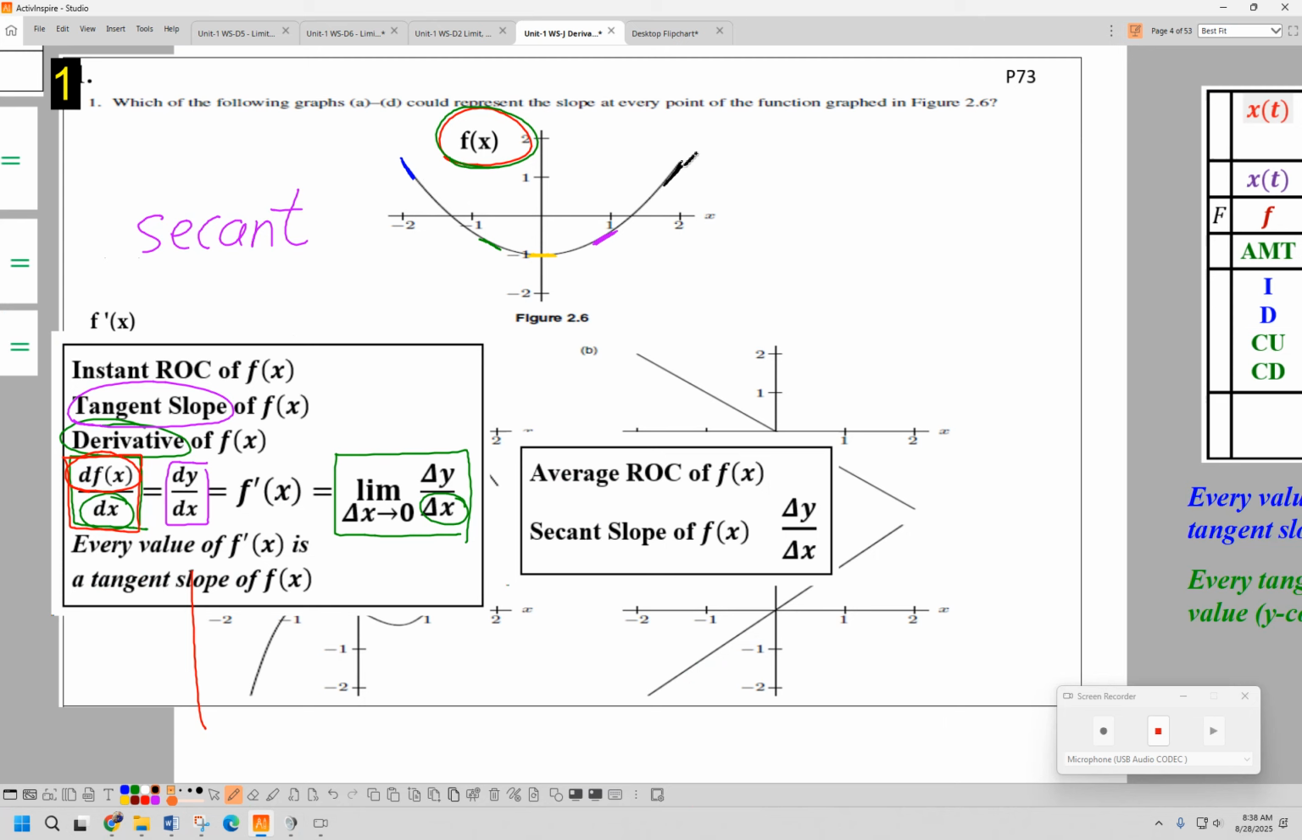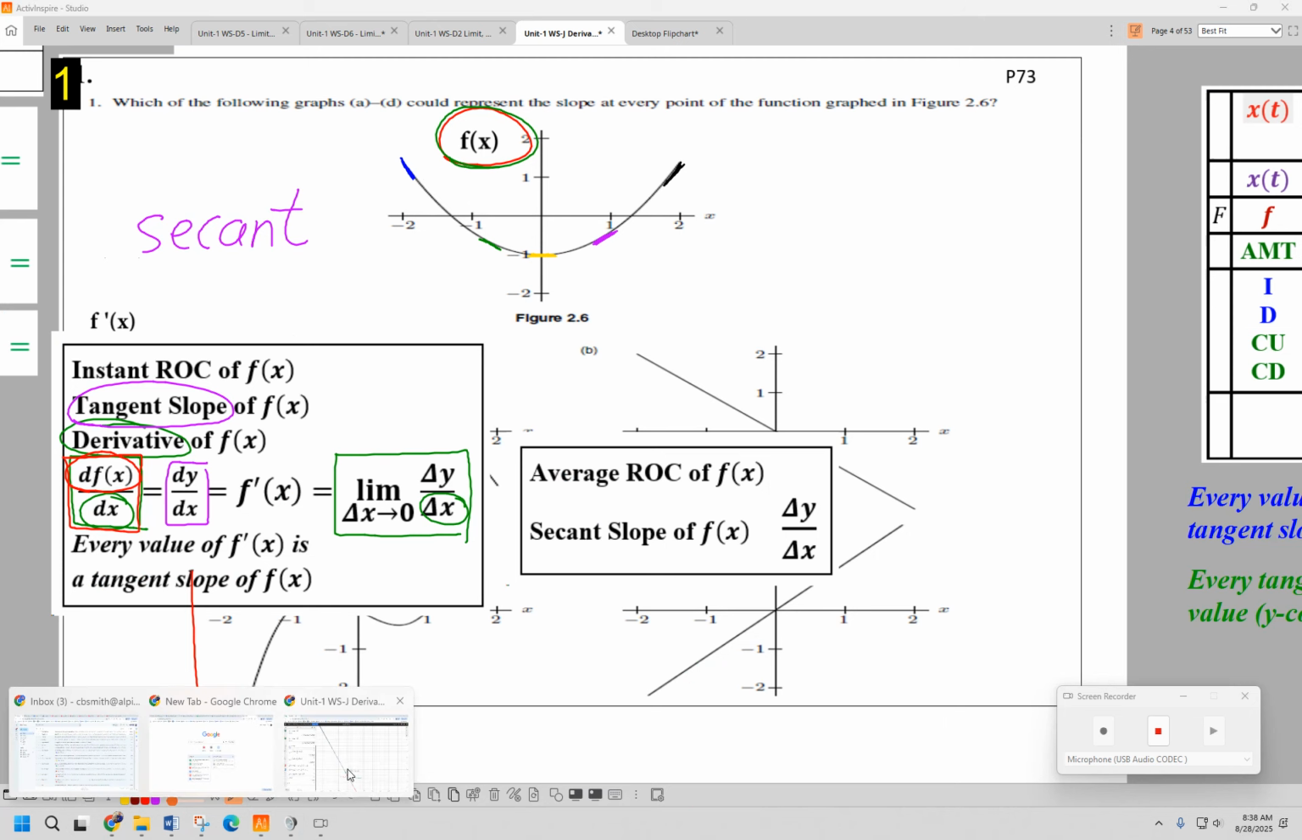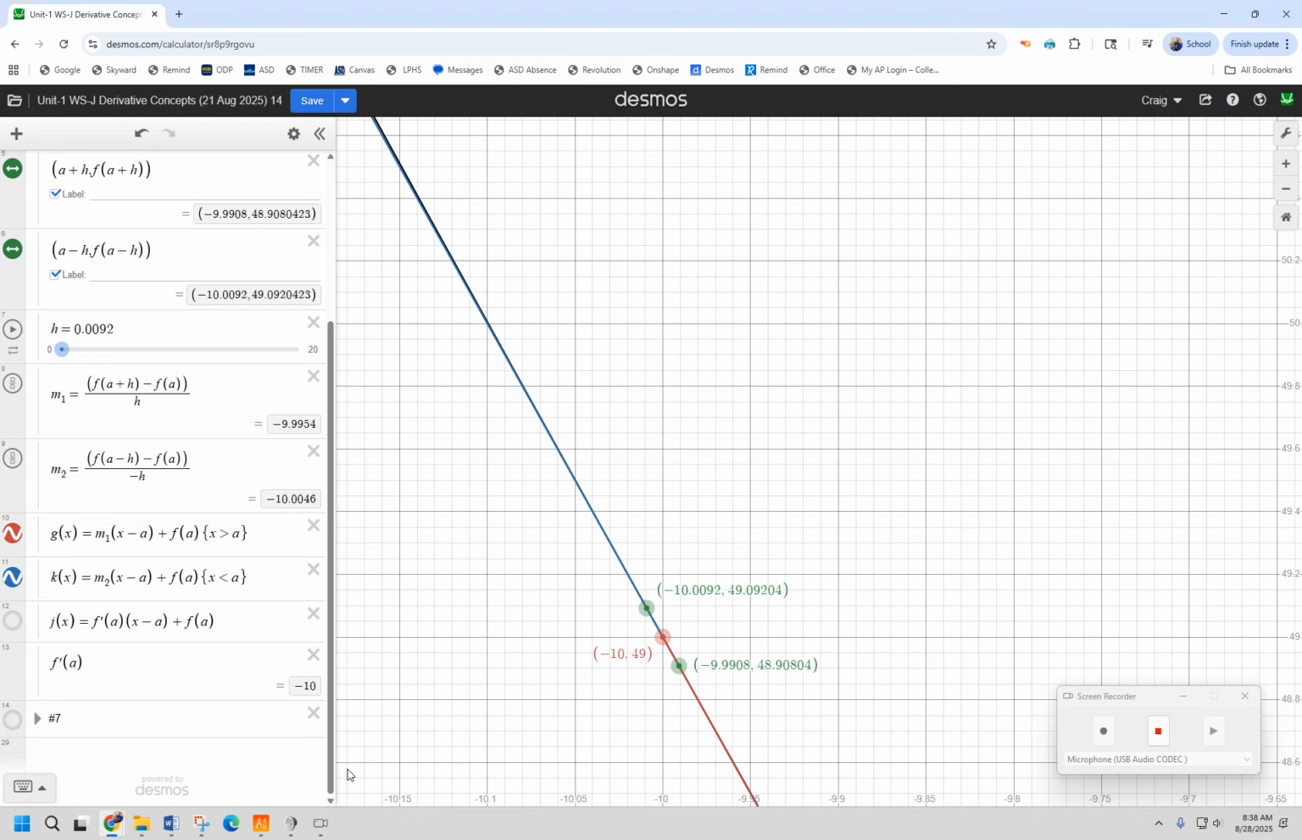I had an important question and I sort of remember it. Can we go back to the graph on Daniel's? I think I remember what I was trying to say. Oh, yeah. So the instant rate of change is negative 10. So let me say it back to you.